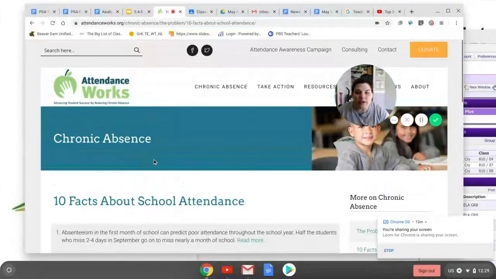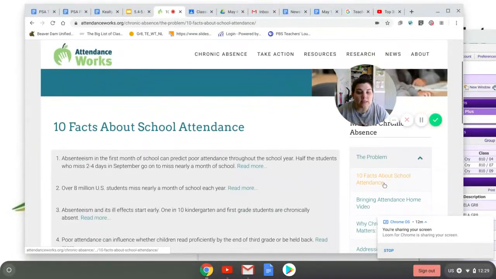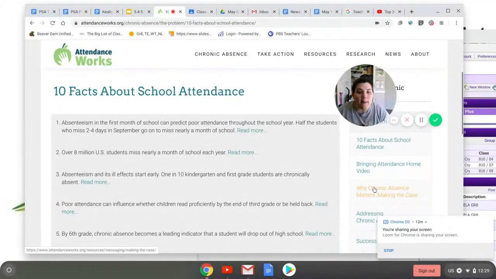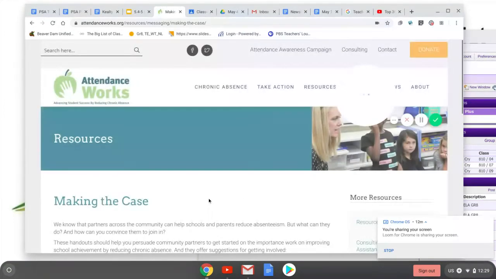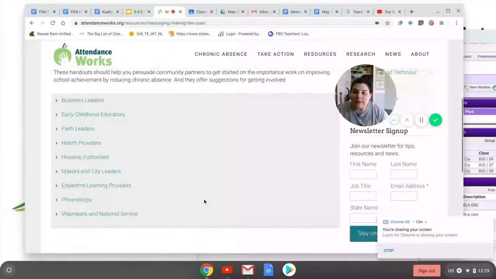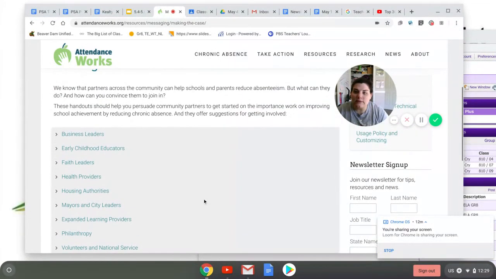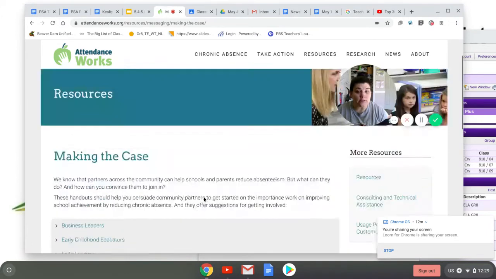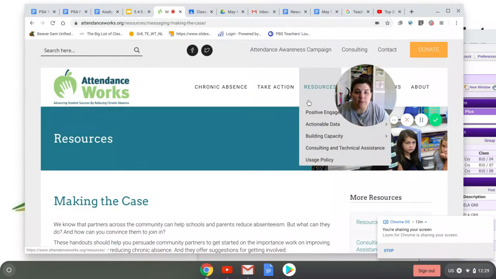I wonder if there's any other 10 facts. Why it matters. Maybe we could find some interesting information here, right? Let's see. Offer suggestions about getting involved. Resources, positive engagement, accountable data. Let's see if this helps us out. Data sounds important to me.